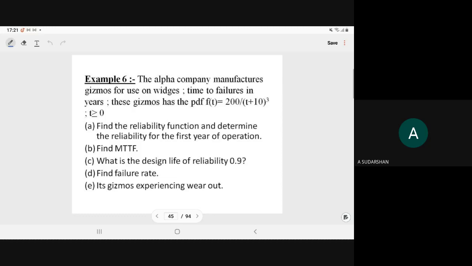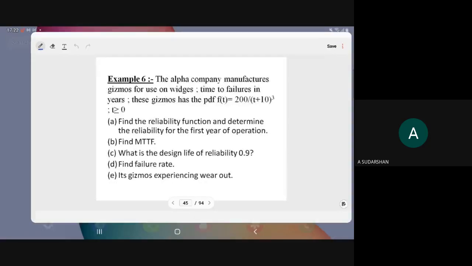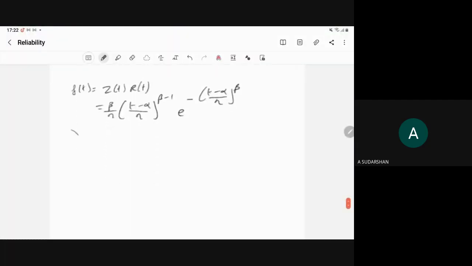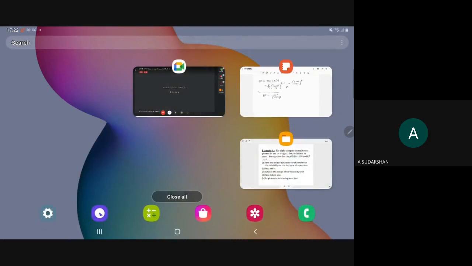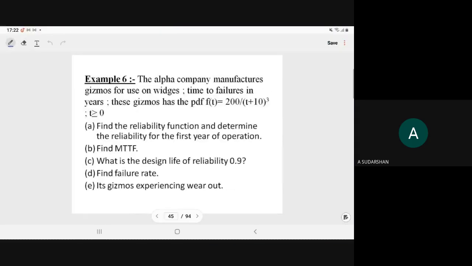Now, the Alpha company manufactures gizmos for use on busy. Time to failure is in years. These gizmos have PDF f(t) equal to 200 upon (t plus 10) to the power 3. So here f(t) is given to you: 200 upon (t plus 10) cube. Find the reliability function and determine the reliability of the first year of operation.